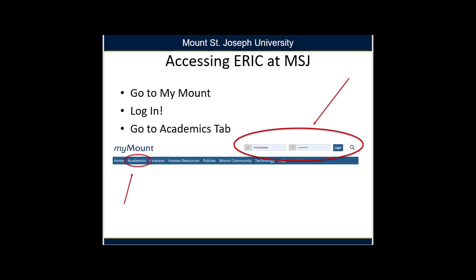So to access ERIC through Mount St. Joseph, you're first going to go to My Mount. And when you go to My Mount, make sure you log in. You can only access library services if you are logged in. Next, go to the Academics tab.